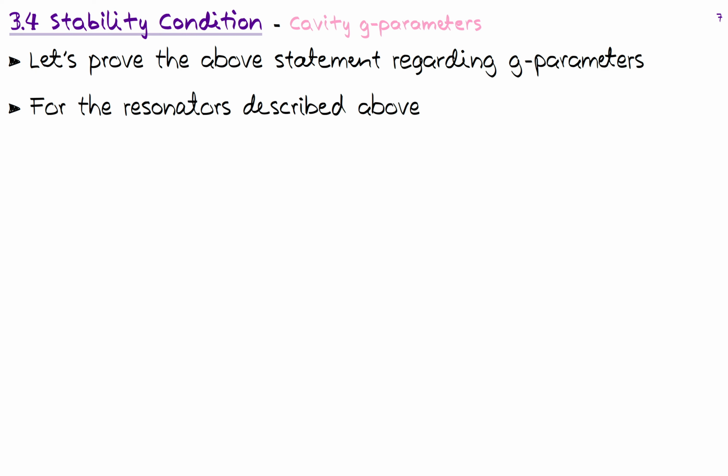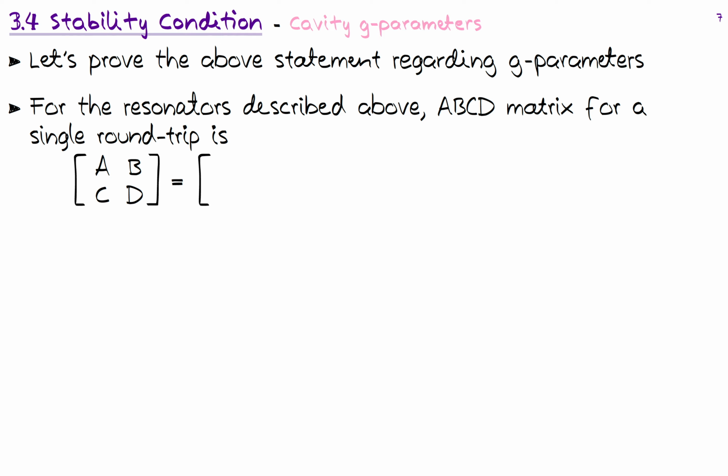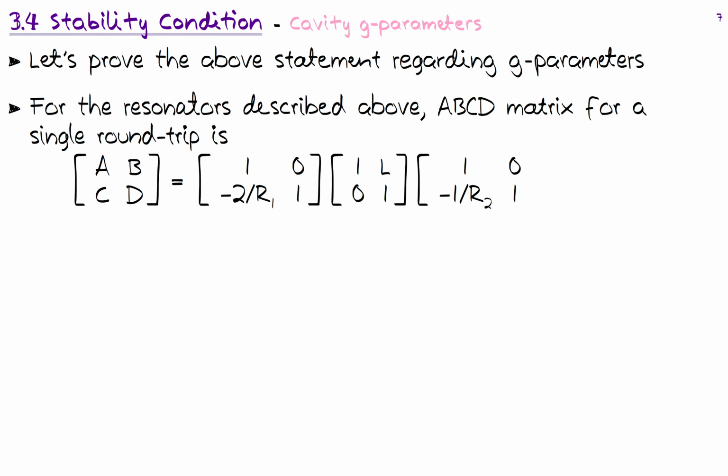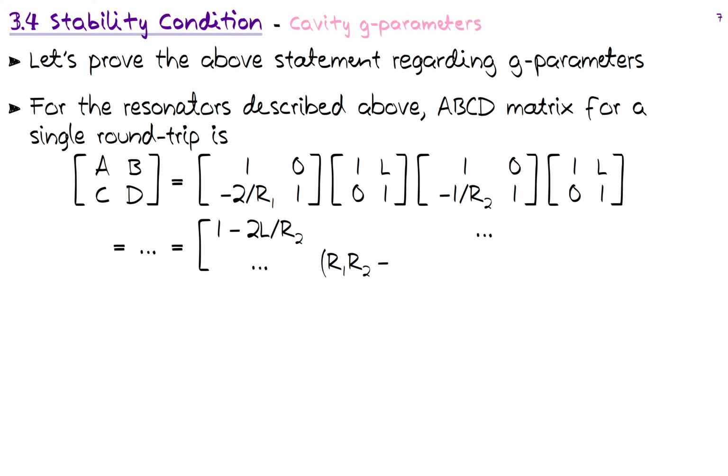For the resonators described above, the ABCD matrix for a single round trip can be written in this form. We have the ABCD matrix of the first curved mirror, then propagation within the cavity of length L, then the ABCD matrix of the second mirror, and again propagation within the cavity of length L, and that gives us a round trip. So we can plug in the values and calculate all of those matrices together to form the overall ABCD matrix of a single round trip. This is how it looks.